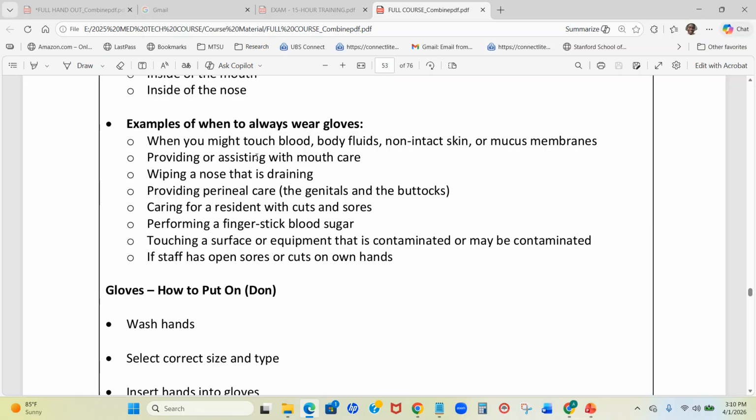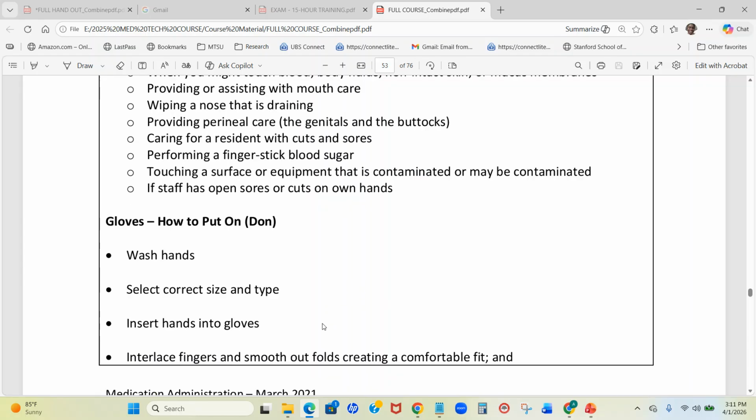Examples of when to always wear gloves: when you might touch blood, body fluids, non-intact skin or mucous membranes; providing or assisting with mouth care; wiping a nose that is draining; providing perineal care, the genitals and the buttocks; caring for a resident with cuts and sores; performing a finger stick for blood sugar; touching a surface or equipment that may be contaminated.